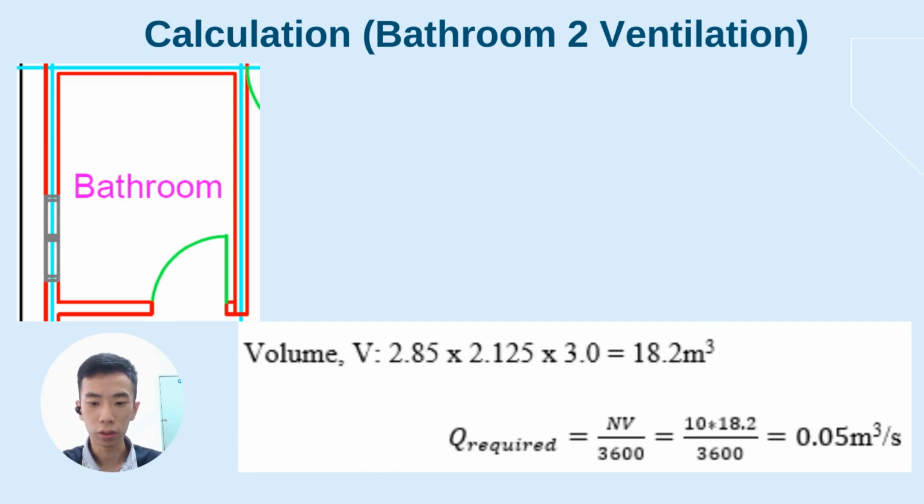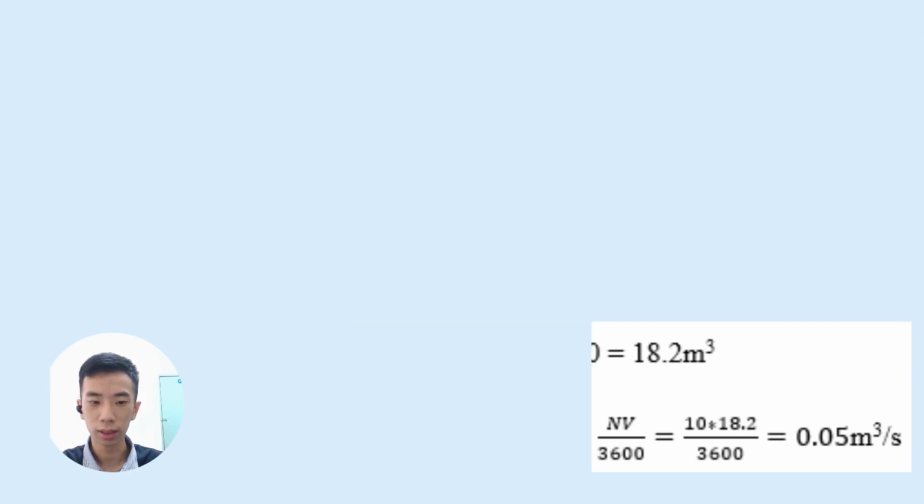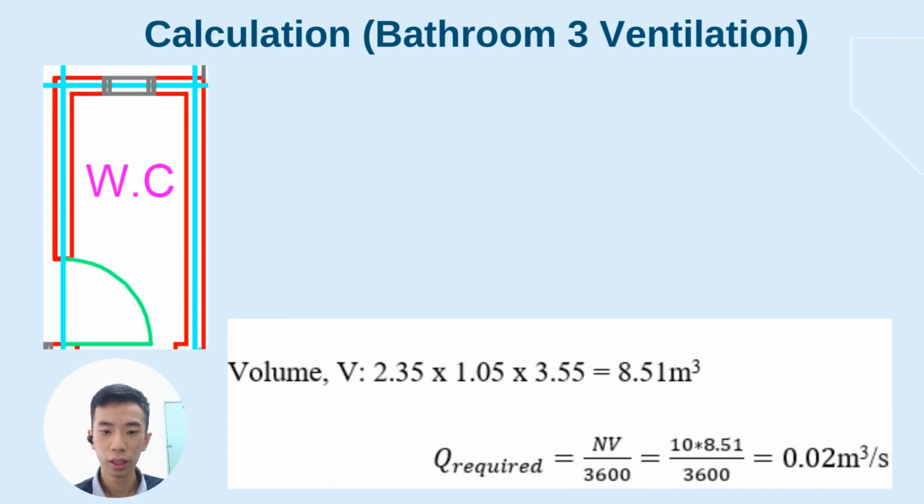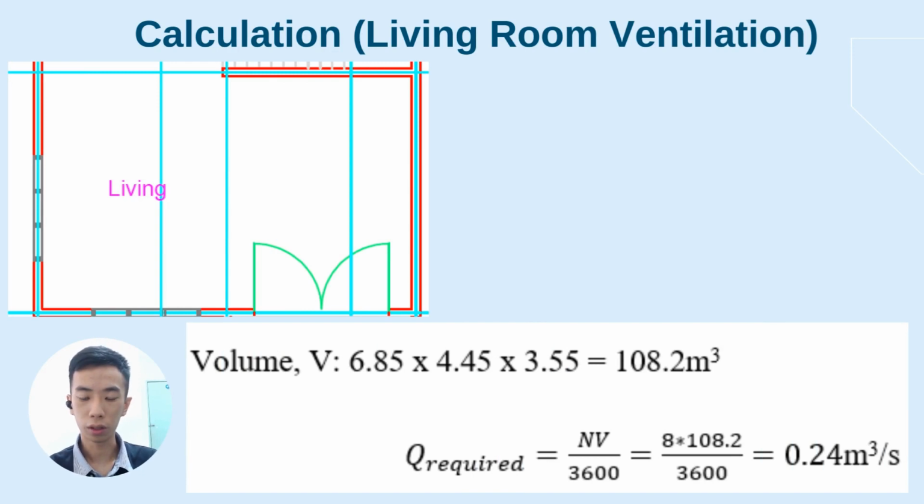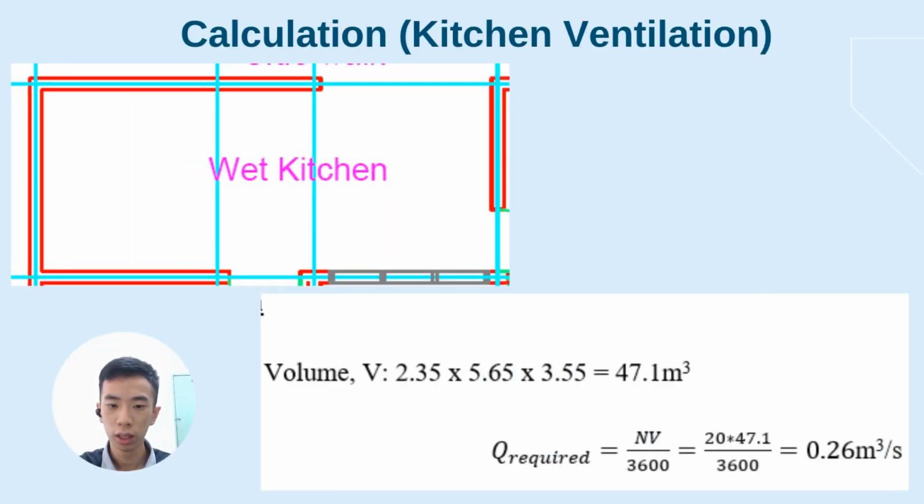After the calculation, we get the Q required for this bathroom as 0.05 meter cube per second. The next one is bathroom 3. The total volume of bathroom 3 is 8.51 meter cube and the Q required is 0.02 meter cube per second. Besides that, the total volume of the living room is shown in this slide, which is 108.2 meter cube. The Q required after the calculation is 0.24 meter cube per second. And lastly, the calculation for the kitchen. The total volume of the kitchen is 47.1 meter cube and the Q required is 0.26 meter cube per second.